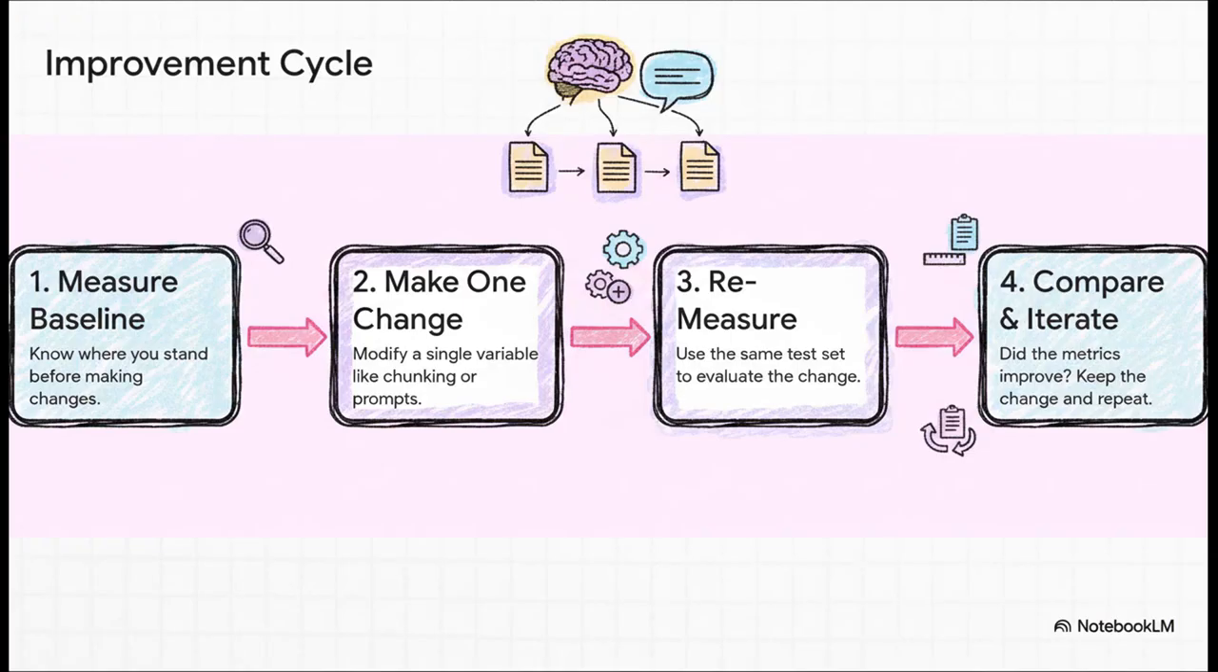Step 1, you measure your baseline so you know where you're starting from. Step 2, you make one single change. Don't change 10 things at once. Maybe you tweak your chunking. Step 3, you measure again, using the exact same test set. And finally, step 4, you compare the results. Did the score go up? Awesome. Did it go down? Okay, revert that change. This is how you build better systems scientifically.